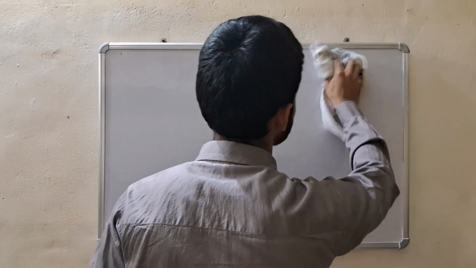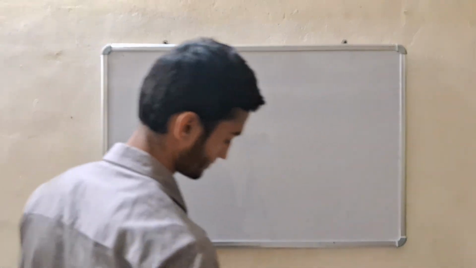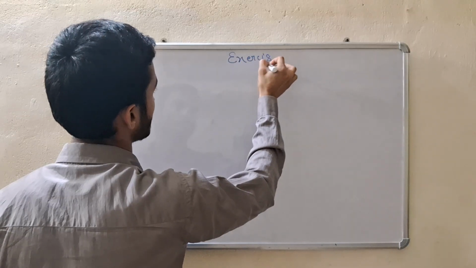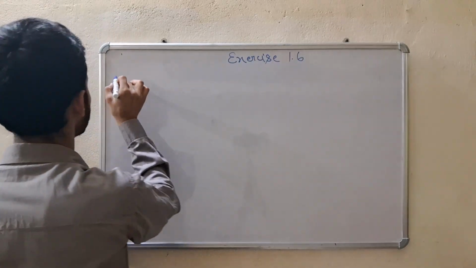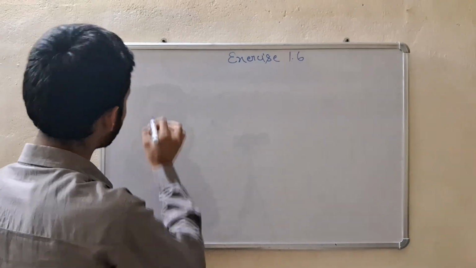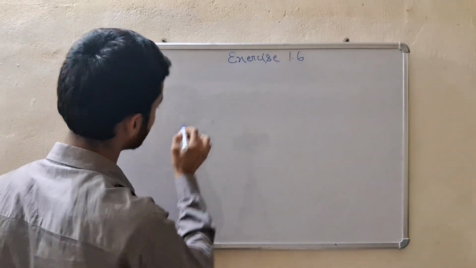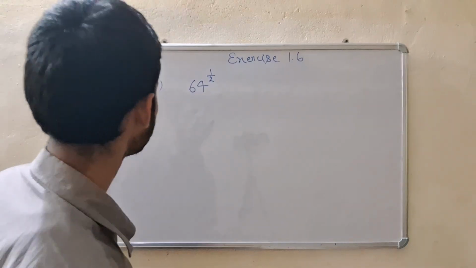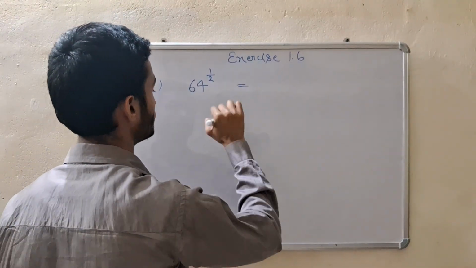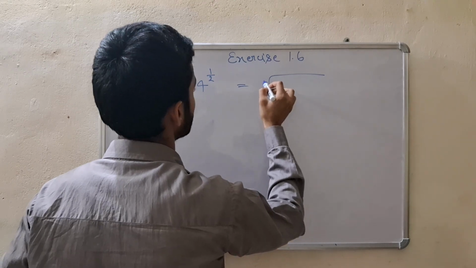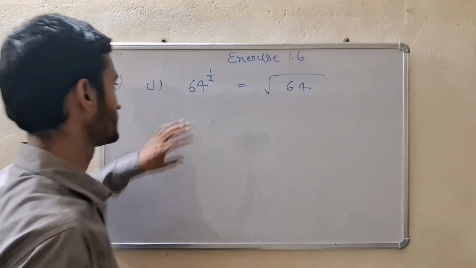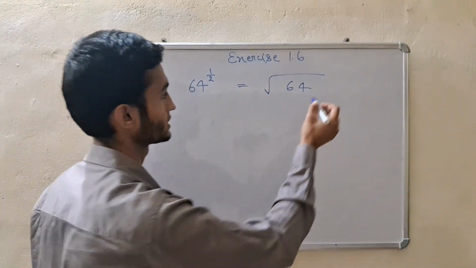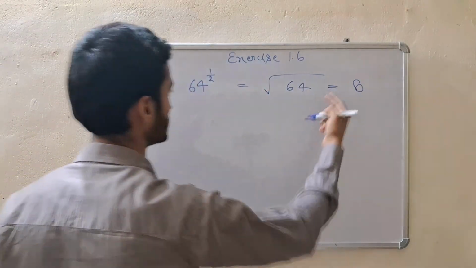So let's solve the questions and see how we apply these laws. So exercise 1.6, question number 1. So we have these 3 numbers, 64 raised to the power of 1/2. If you look at it, we will first write it in this way: square root of 64. So 64 or any number to the power half means square root of that number. You know the square root of 64 is 8, right? So it comes out to be 8.